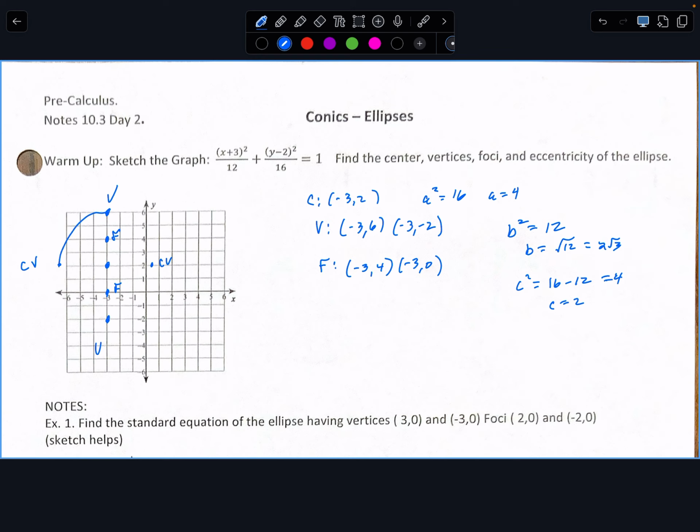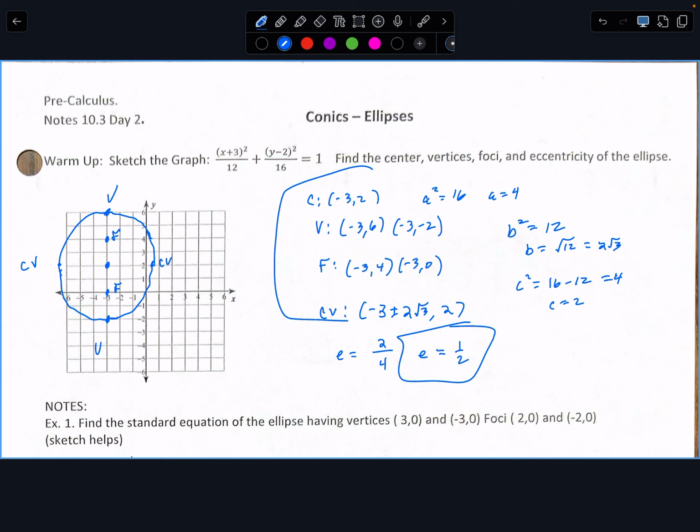And then try to sketch this in here. So you have center, vertices, foci. The covertices are going to be from the center plus or minus 2 root 3, and then up at 2. And your eccentricity is your c over your a. And eccentricity, you need to simplify that, is 1/2. So, just a little bit on ellipses.